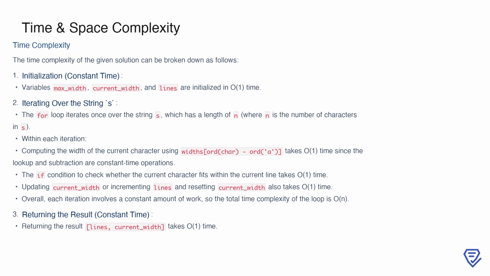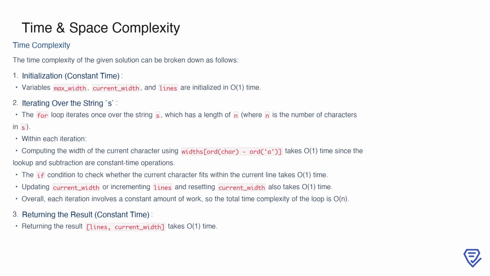Next, we consider the iteration over the string s, which has n characters. For each character, we calculate its width using widths[ord(char) - ord('a')], a constant time operation because array lookups and basic arithmetic are O(1). We then evaluate whether the current character fits in the current line using an if condition, and update either current_width or the line's counter accordingly. Each of these operations is also O(1). Since the loop processes each character exactly once, the total time complexity for this part is O(n).